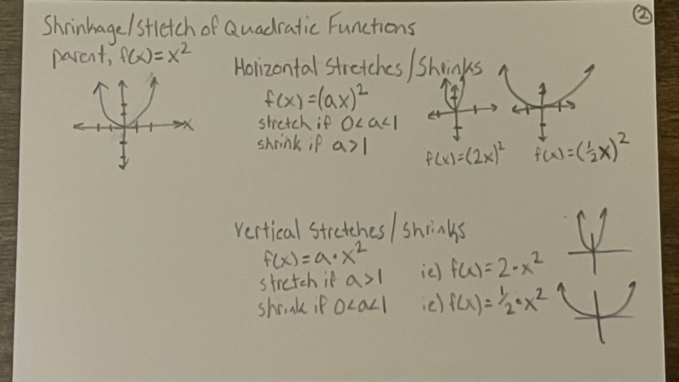Shrinkage and stretch of quadratic functions. To horizontally stretch or shrink the parent function, replace x with a times x, giving the new function f(x) = (ax)². If the constant a is between 0 and 1, it is a horizontal stretch. If the constant a is greater than 1, it is a horizontal shrink.